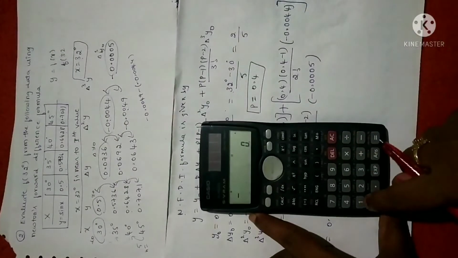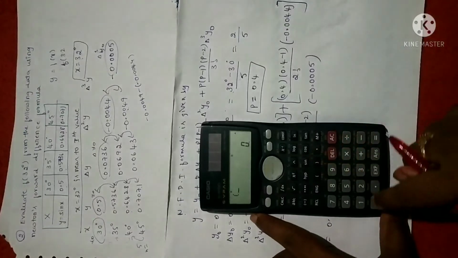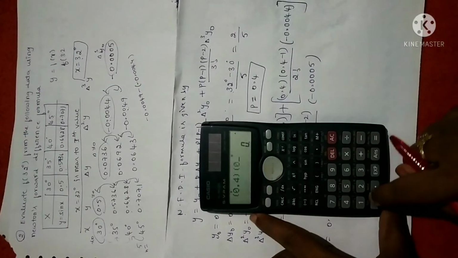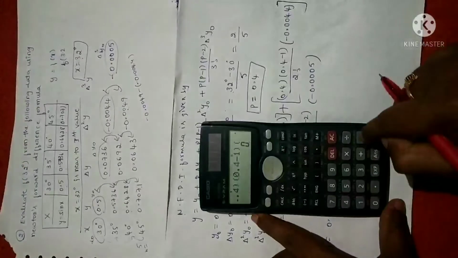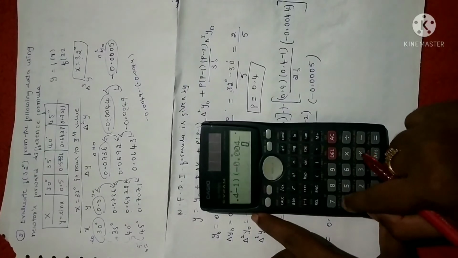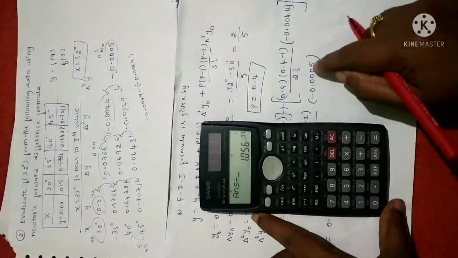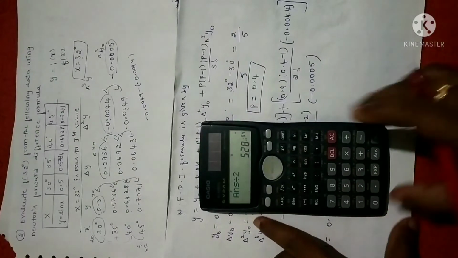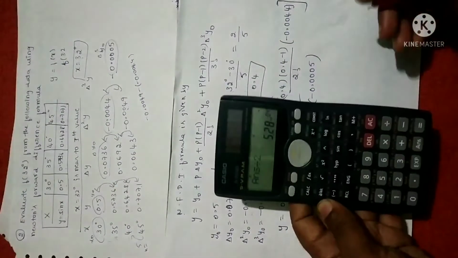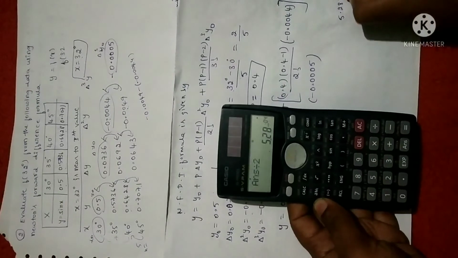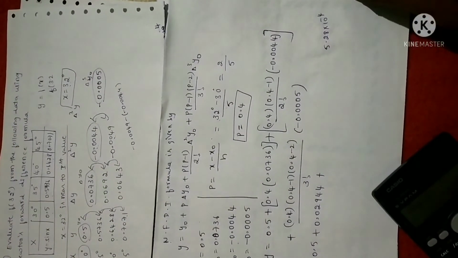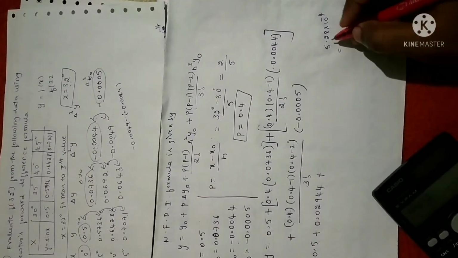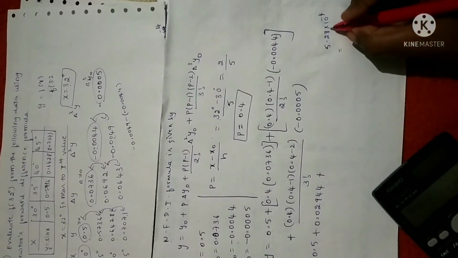You just look at this calculator carefully. Open bracket 0.4, close the bracket, again open bracket 0.4 minus 1, close the bracket, again open bracket, minus 0.0044, close the bracket, plus equal sign, divided by 2 factorial, which is 2, so divided by 2. That will give you 5.28 into 10 power of minus 4. As I already told you, we need to convert this. I'll just explain one problem. Afterwards, I'll be writing directly. So what you have is 5.28 into 10 power of minus 4.